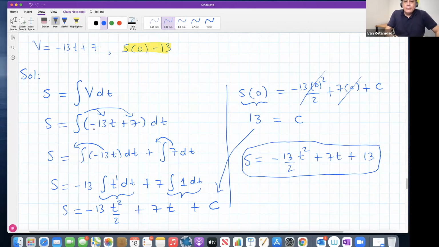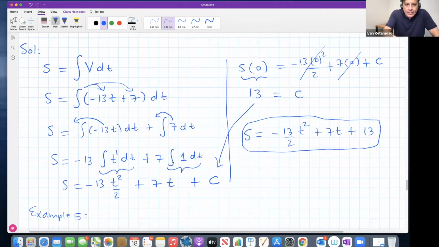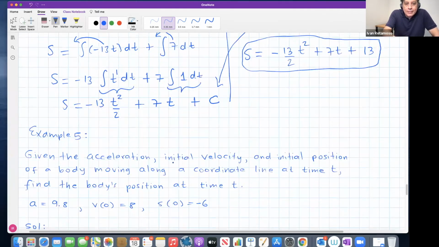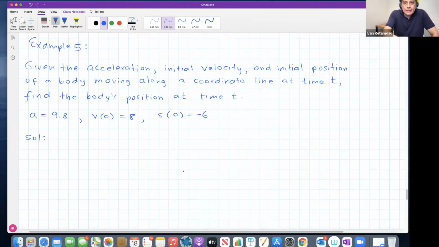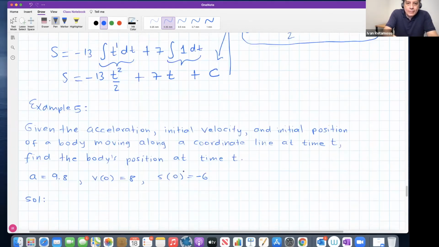So here it took just one integration in order to solve this problem. But there will be times where it will take two integrations. I will show you next. But first, I want you to practice on this part.